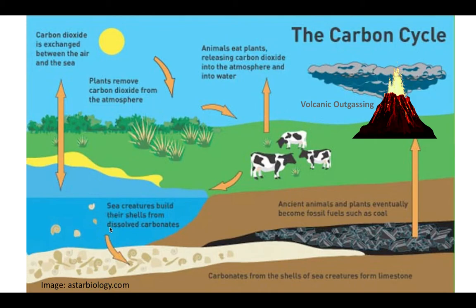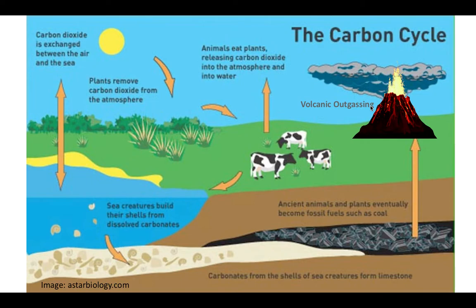Now, eventually, those sea critters will die, and the bodies and shells that are made of carbon will settle down to the ocean bottom. And depending on the process, those materials might turn into limestone, which is a rock that is formed from carbon, or possibly, if it's buried deep enough and there's enough compression, it could become a fossil fuel. Now, that fossil fuel can release carbon back into the carbon cycle through volcanic outgassing.